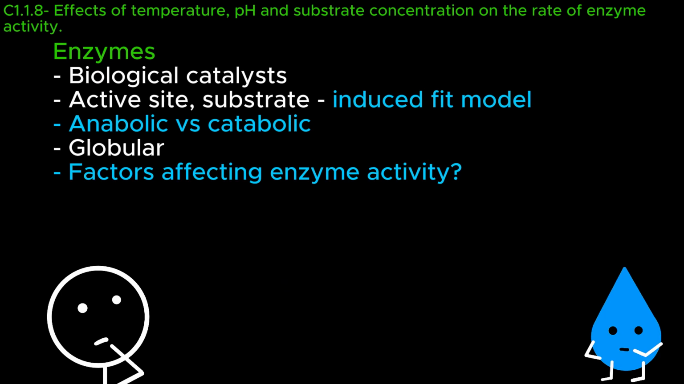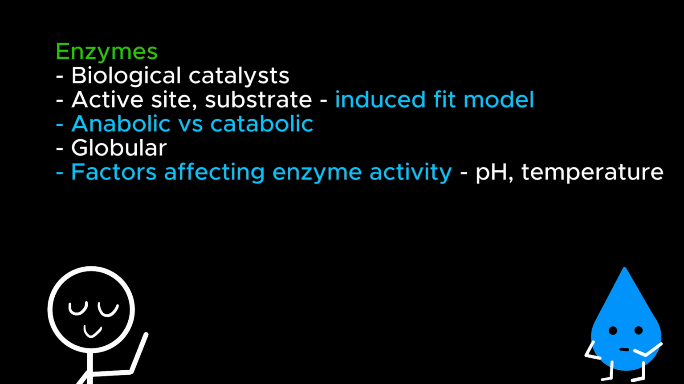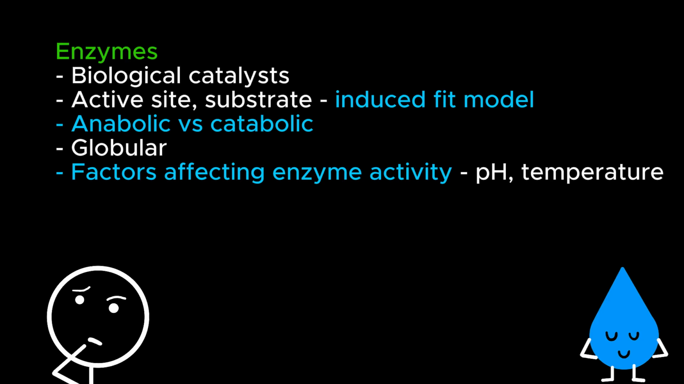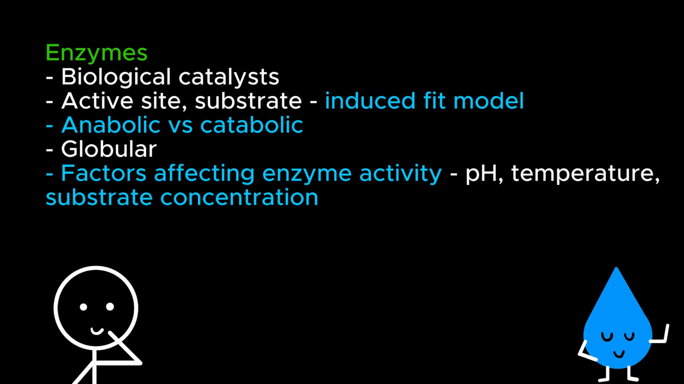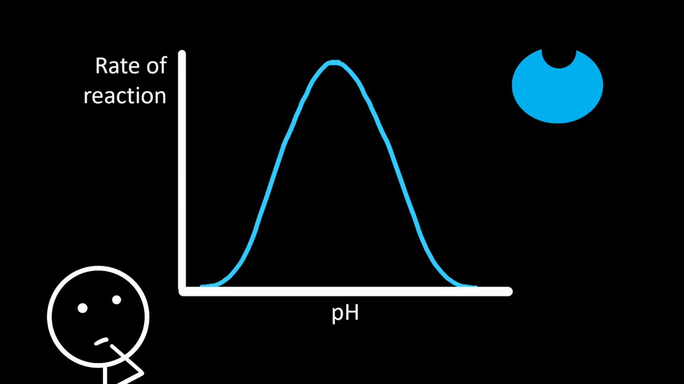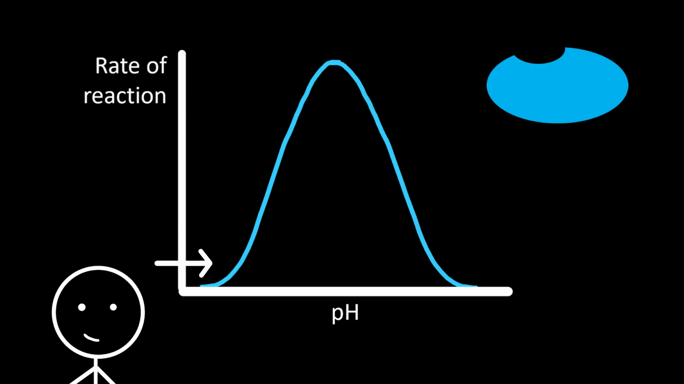How about the factors affecting enzyme activity? Oh, there's pH and temperature. And one more. Substrate concentration. Oh yeah, of course. Explain how those affect enzyme activity. For pH, if the enzyme is at a pH much higher than or much lower than its optimum pH, it will denature, so enzyme activity will decrease.